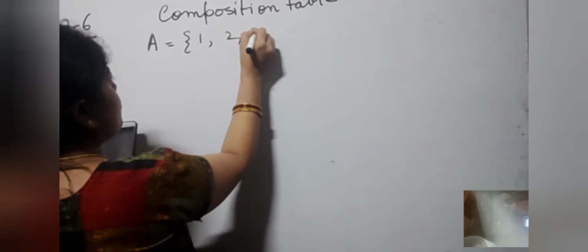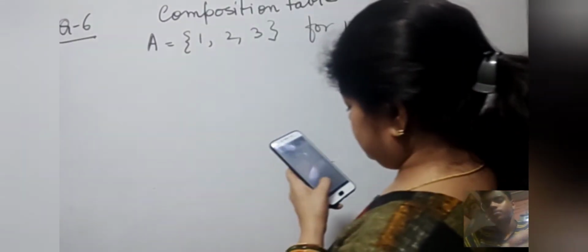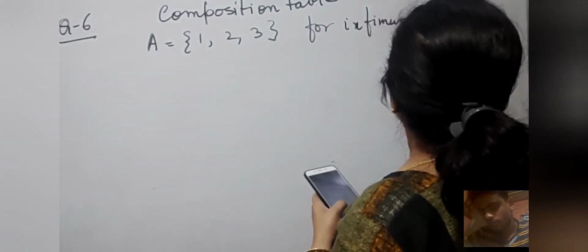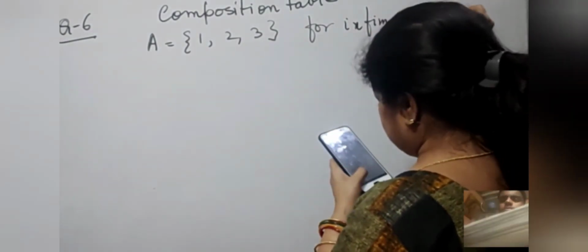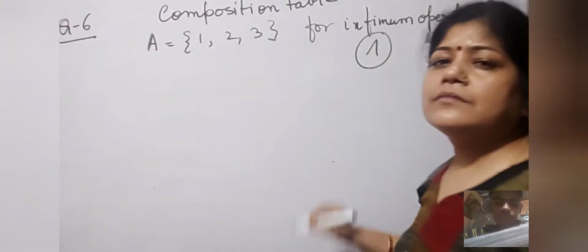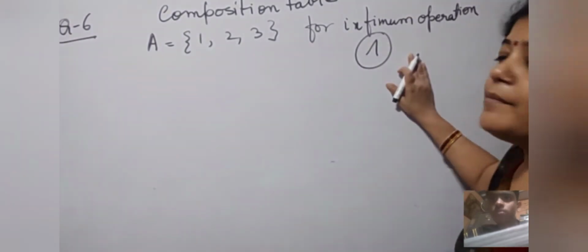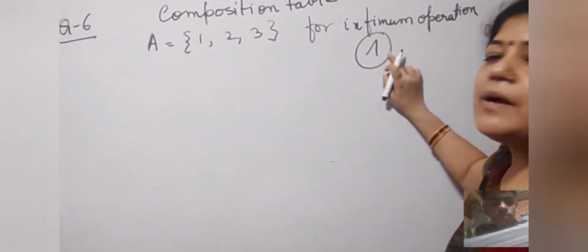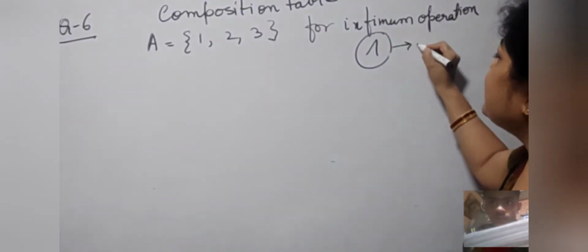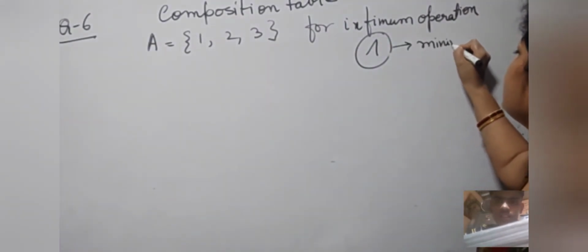For a set A is equal to 1, 2, 3, for the infimum operation. And the symbol of the infimum operation is this. Clear? You have to remember this. This is the infimum operation. What is the meaning of infimum operation? That means minimum value.